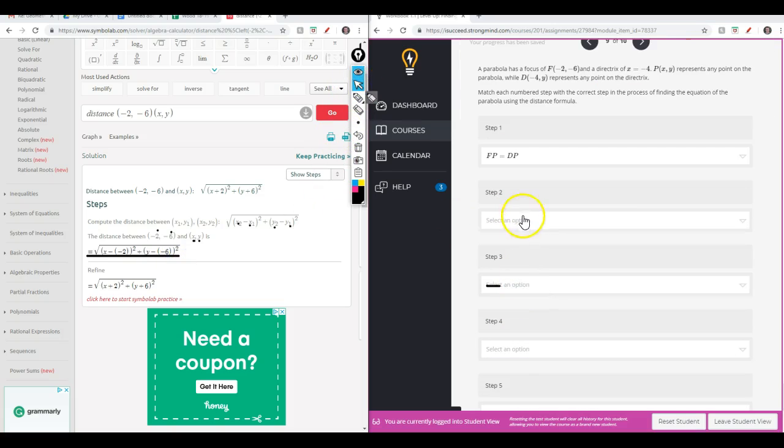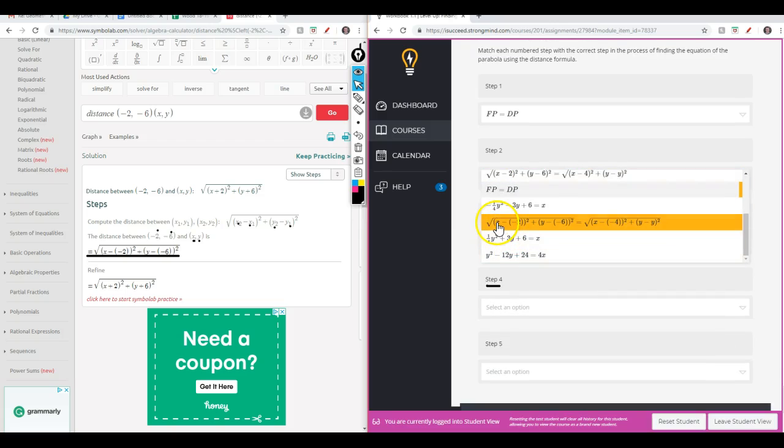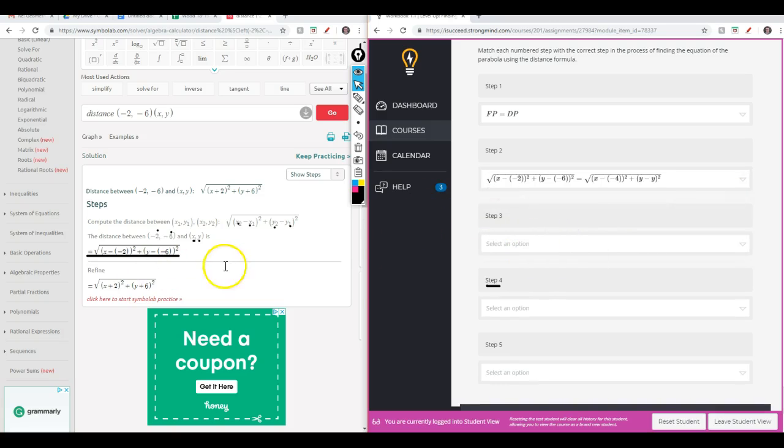And so in step 2, I'm going to scroll to see if I can find one that matches right from the get-go. So the square root of x minus -2 being squared plus y minus -6 being squared, that does match. Again, that was the distance for our FP.